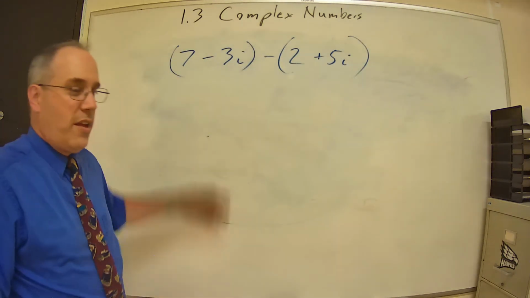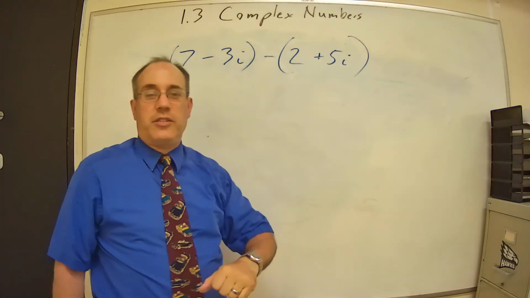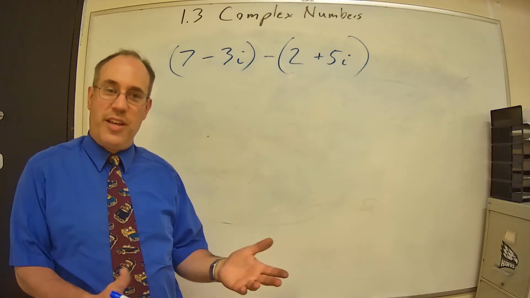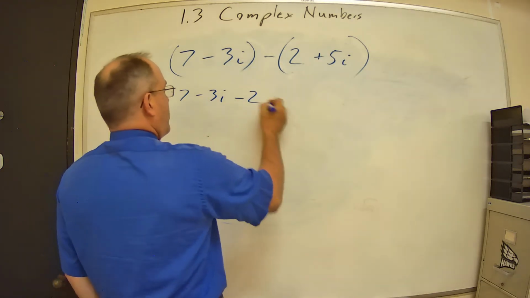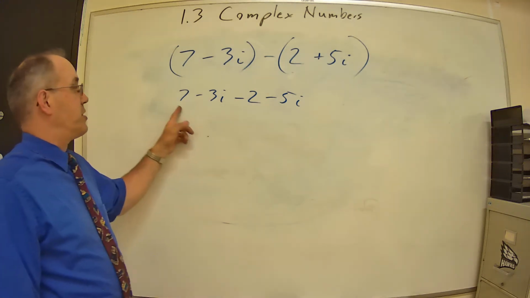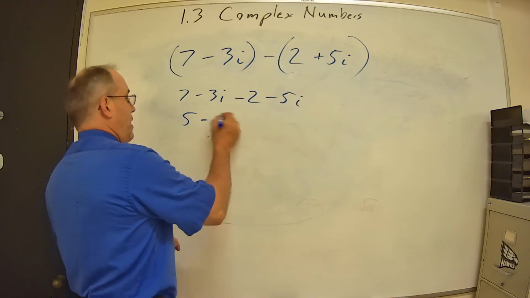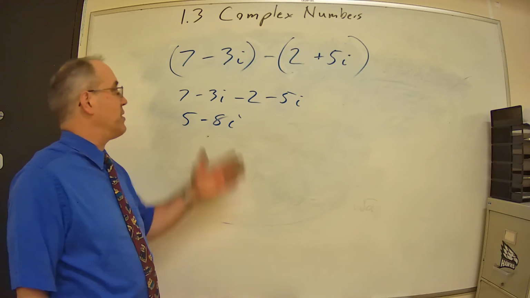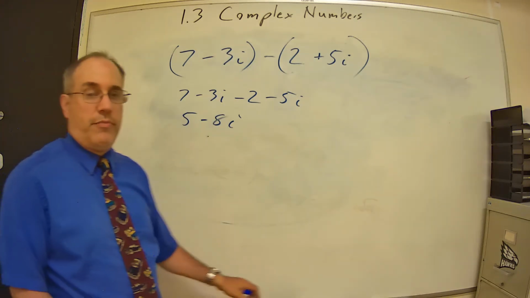Magic of the whiteboard, we've got a different problem. So 7 minus 3i minus 2 minus 5i. Well, how do we subtract? We change it to addition, right? Keep change. So that's 7 minus 3i minus 2 minus 5i. And we combine like terms. 7 minus 2 is 5. Minus 3i minus 5i is minus 8i. And we've just subtracted complex numbers. So not hard to deal with.